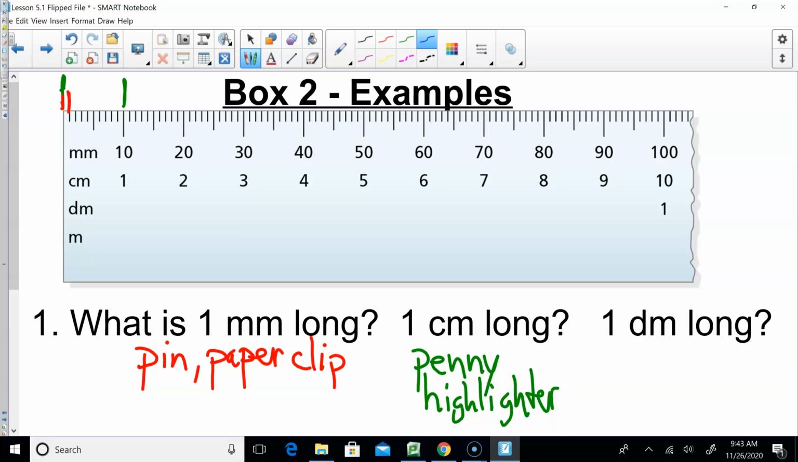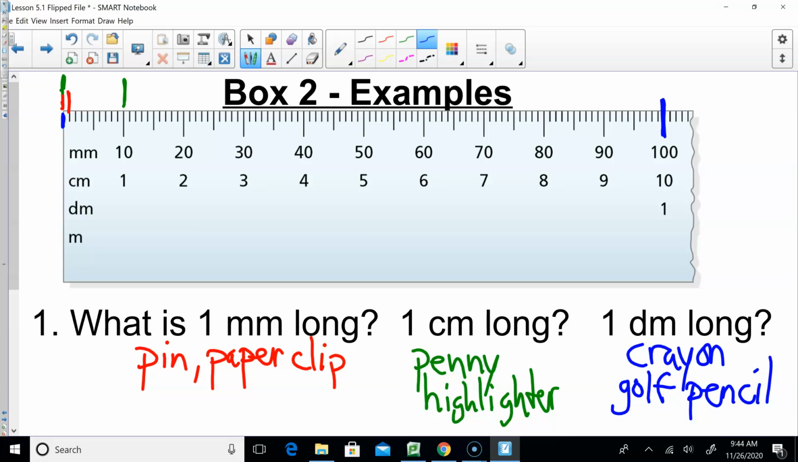And last but not least, we have a decimeter. A decimeter is going to start at the same spot, but it's going to be way over here. That's how long a decimeter is. So what's about a decimeter length? I'm thinking probably a crayon. The length of a crayon would be probably that. Maybe a golf pencil, since I like to golf. They have those little short pencils on there. So some things that are about that distance long.